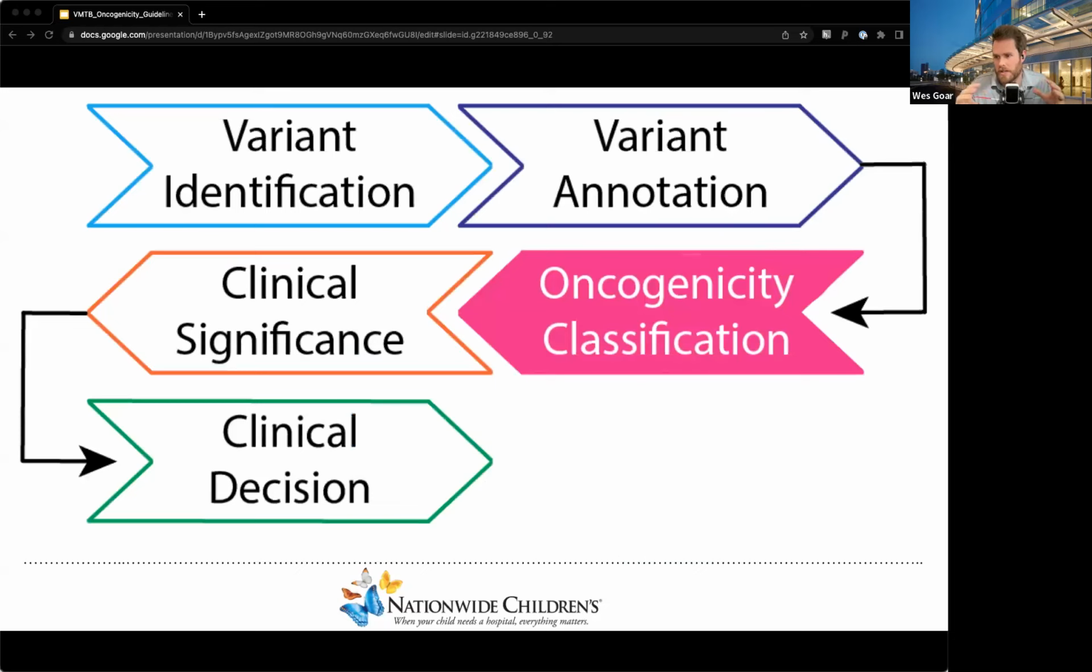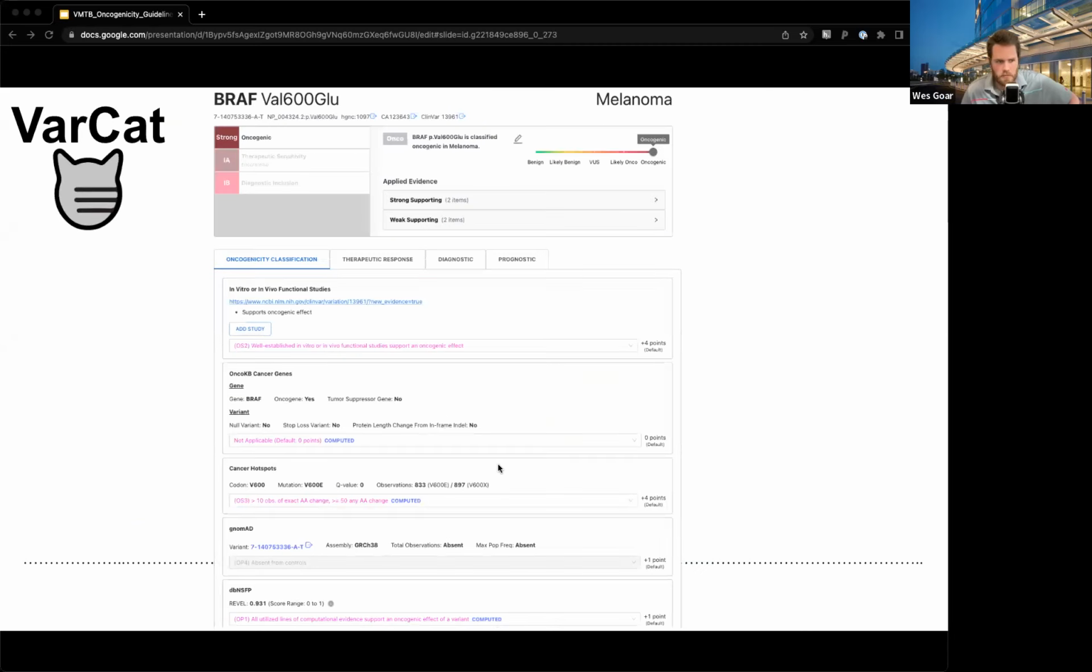So where does this guideline set really fit into the process of your variant analysis? It's right here in oncogenicity classification. So you have your identification of your variants, you annotate your variants, and then you try to determine which variants could be causing cancer, right? Could be leading to that. And then that would head into your AMP-ASCO-CAP guidelines after, and then you have your clinical decision.